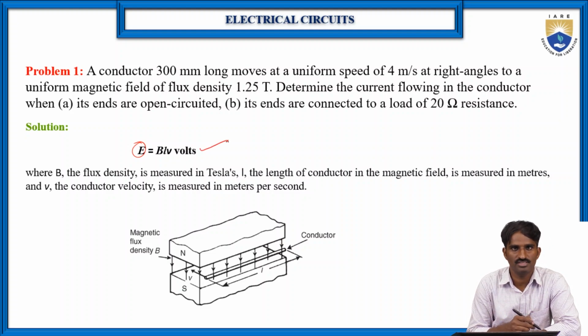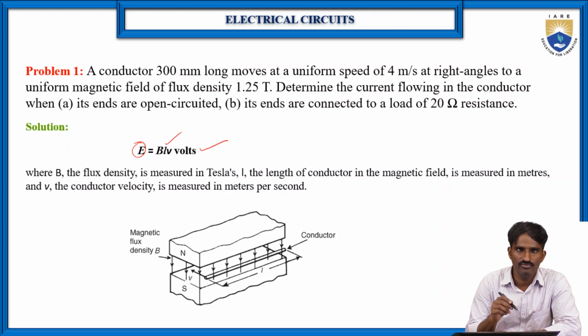Here B is the flux density, which we know is measured in Tesla, and L is the length of the conductor placed in that magnetic field, which is measured in meters.